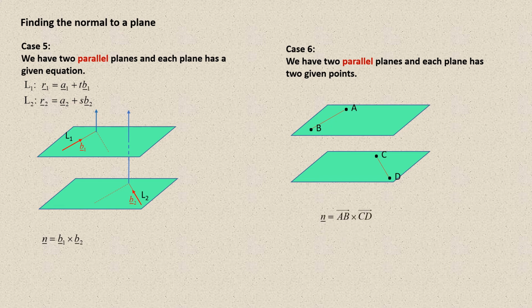With these two vectors, you find the cross product, and you will get the normal. You can assume that CD is here, this dotted line parallel to CD, then you can find the normal. Or you can assume this dotted line is parallel to AB, and the cross product will give you the normal.